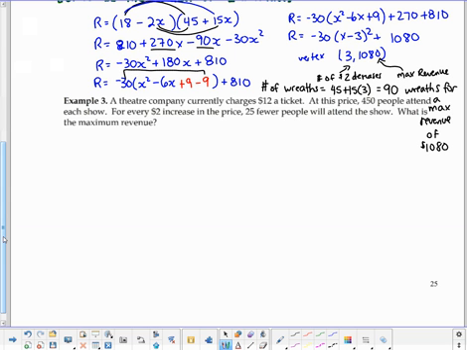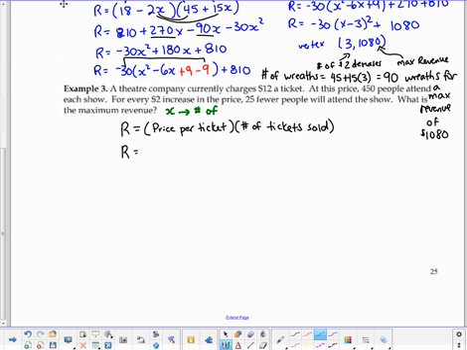So I want you to make your revenue equation. Price per ticket times the number of people, that's your revenue, right? What is x going to be? What does x stand for? What are we letting x be? The number of what?